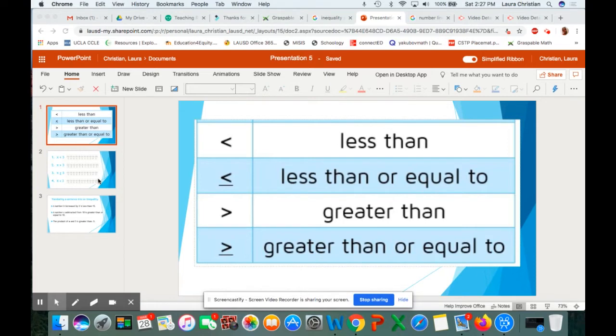Okay, so taking a look at inequalities today, a quick review of what each of these symbols mean. So take a moment and read through them each. We have less than, less than or equal to, greater than, and greater than or equal to.